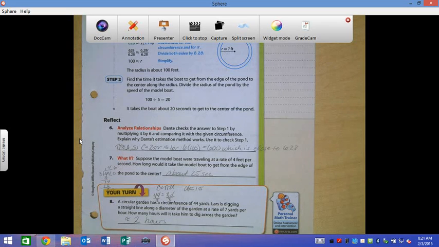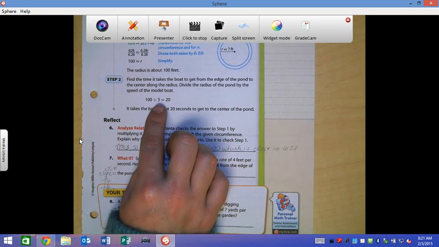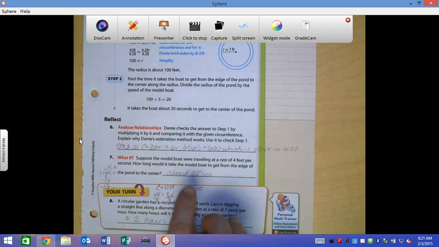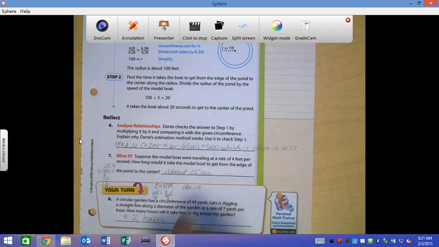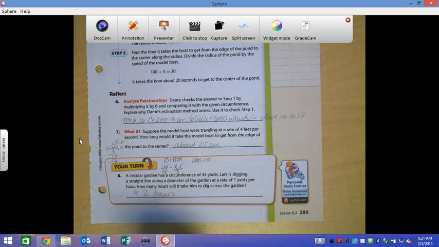Number 7 says, suppose the model boat were traveling at a rate of 4 feet per second. How long would it take the model boat to get from the edge of the pond to the center? So instead of doing 100 divided by 5, we'd have to do 100 divided by 4, which would give us about 25 seconds.